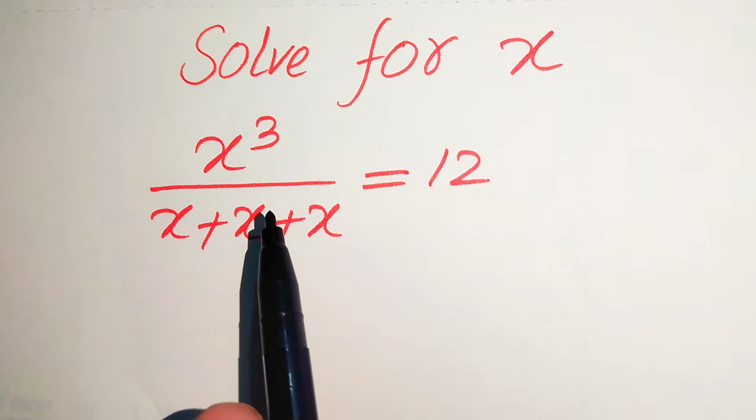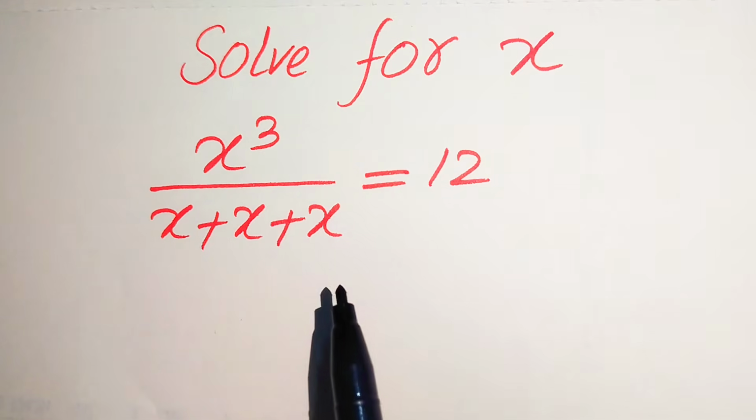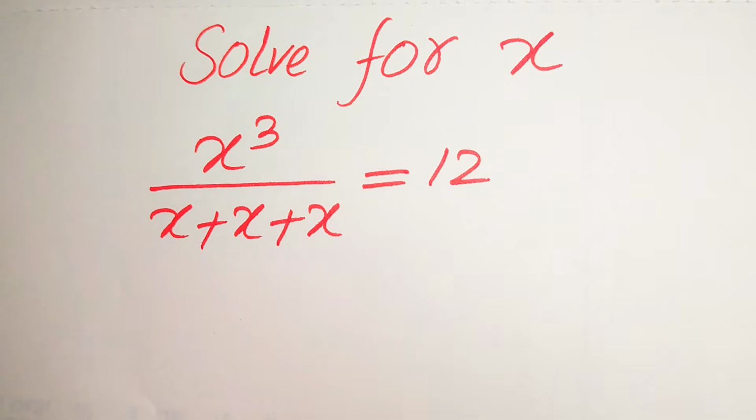So here we have x cubed divided by x plus x equals 12, and we solve this problem for all the values of x, and at the last we will verify which of the roots are solutions and which of the roots are extraneous roots.